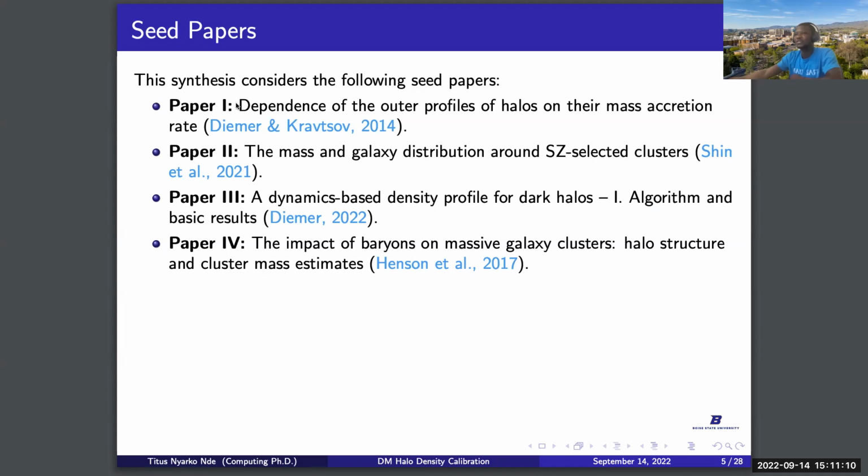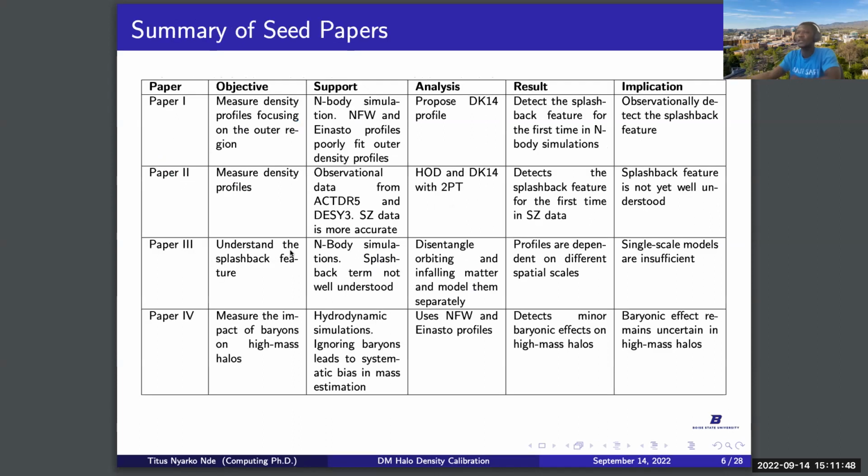So paper 1 is the Demir and Kraftstoff paper that focuses on calibrating the density profile of the outer regions. Paper 2 is by Shin et al., which uses observational data to calibrate density profiles. Then we also have paper 3 by Demir 22. This paper is also focusing on the outer regions, and also the region between the inner and the outer region, which we call the splashback region. And the last paper talks about the impact of baryons on density calibrations. So this is a high-level summary of all the 4 papers.